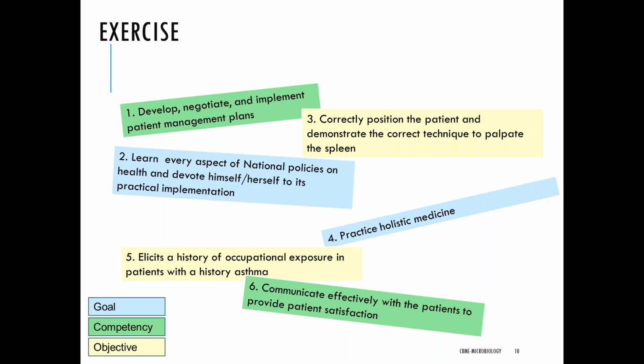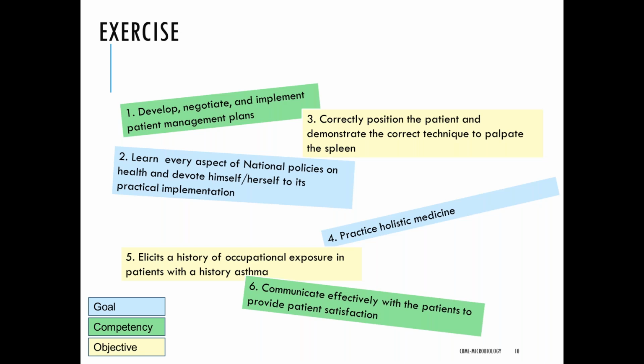And when we talk about competency here, can you see the first one? Develop, negotiate, and implement patient management plans. This is a competency because, first of all, you can see that it is broad. And then there are three action verbs in the same statement. Here, when you see number six, communicate effectively with the patients to provide patient satisfaction, this is again very, very broad. It is not mentioning in what situation to communicate effectively with the patient. What is the patient satisfaction? What else is required? So this becomes a competency, and further we need to break it down to objectives.